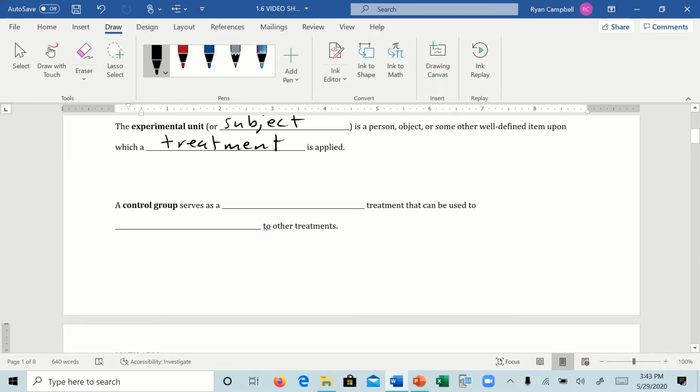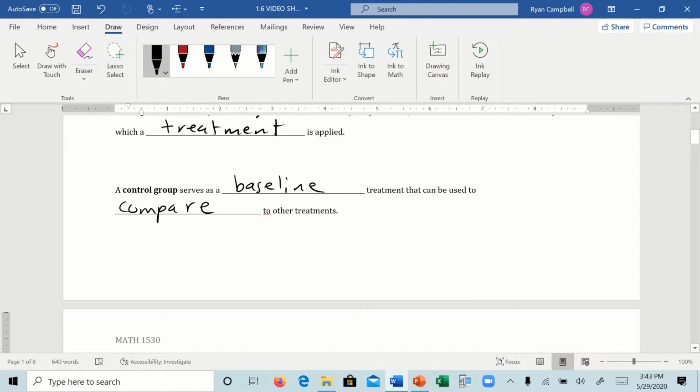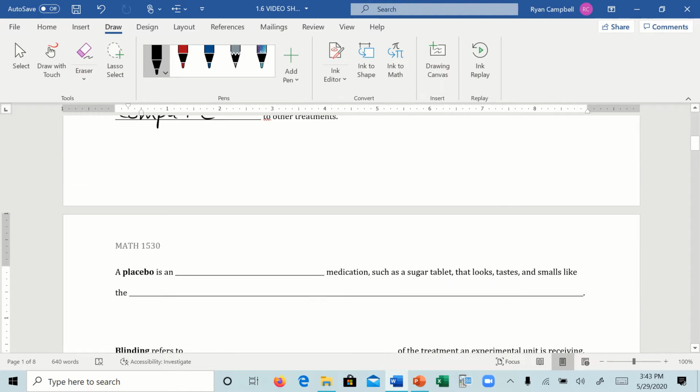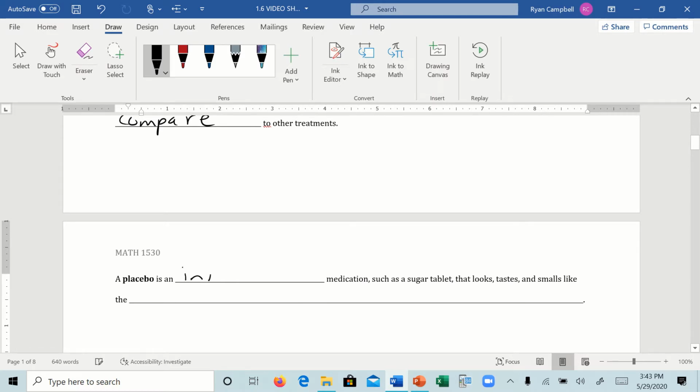So most of us probably know what most of this stuff is, right? Control group. You don't need to know specifically the words, but you probably have a good idea of what it is. It serves as a baseline treatment that can be used to compare to other treatments. The reason why we have a control group is to compare it to some other treatments to see if it actually does work.